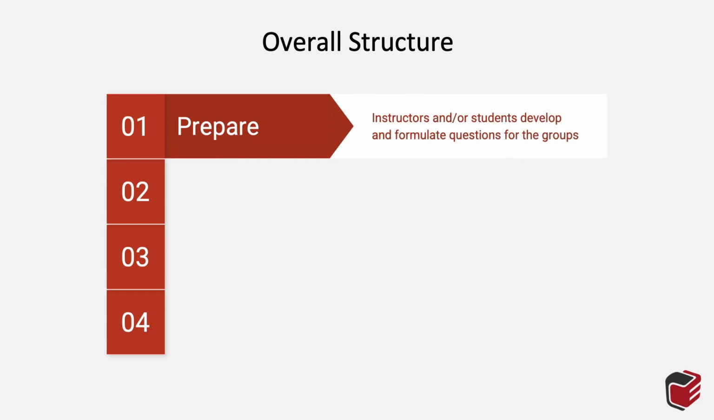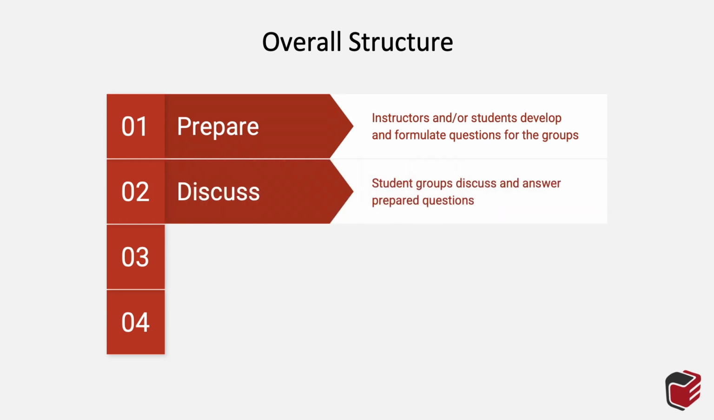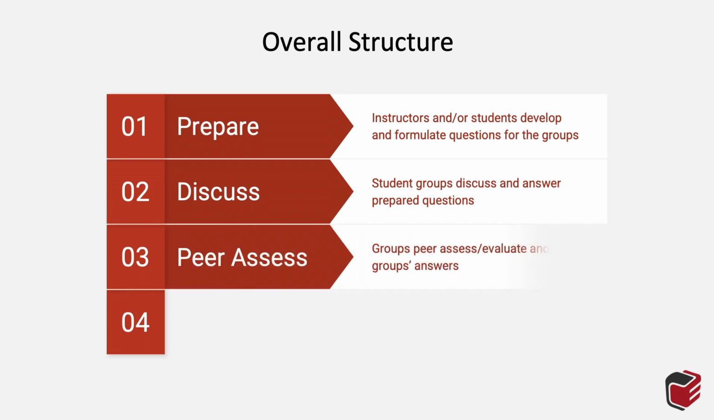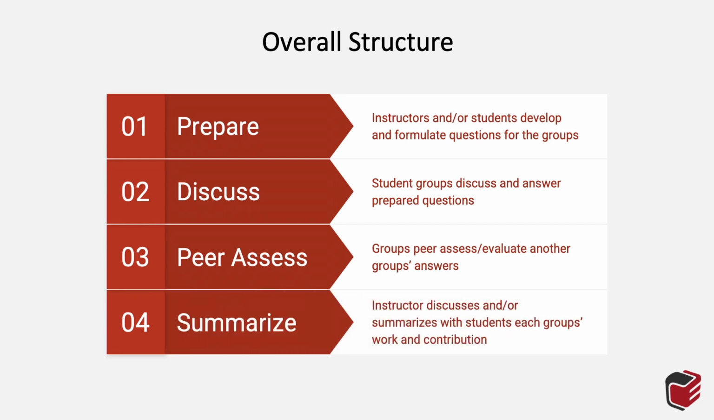First, instructors and/or students develop and formulate questions for the groups to create a problem-based learning environment. Second, student groups discuss and answer prepared questions. Collaborative problem-based learning takes place at this step. Then, students in groups work together and peer assess or evaluate another group's answers as peer assessment. Last but not least, instructors discuss and/or summarize with students each group's work and contribution to end a Co-PBLa-PA learning activity.